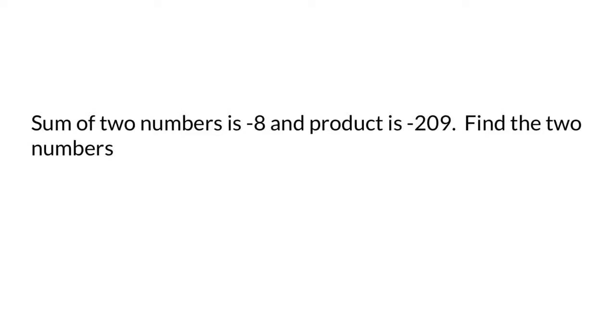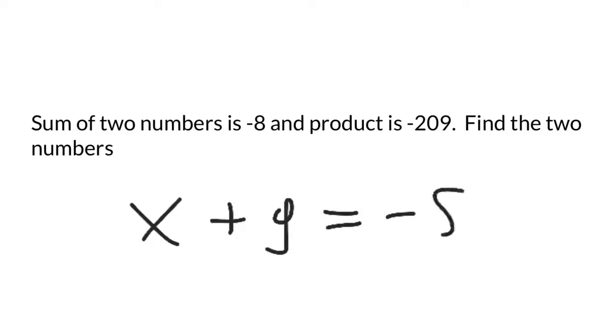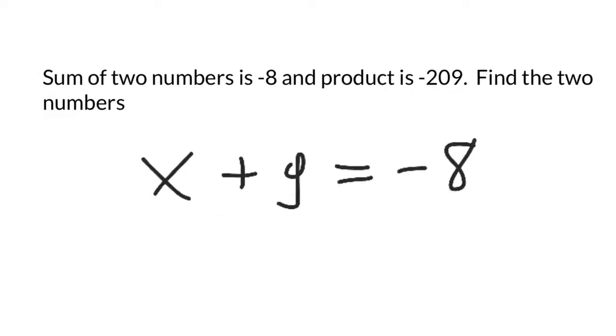So we're told there's two numbers that if you add them up, they make -8. So start right off with two numbers that we don't know. x plus y, their sum makes -8. And then we're told that the product of the two numbers is -209.